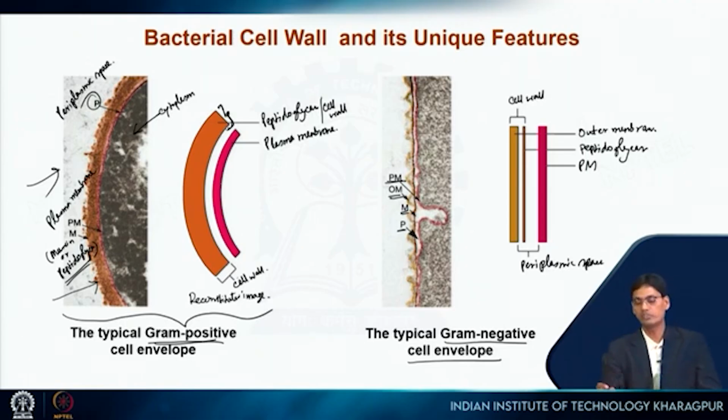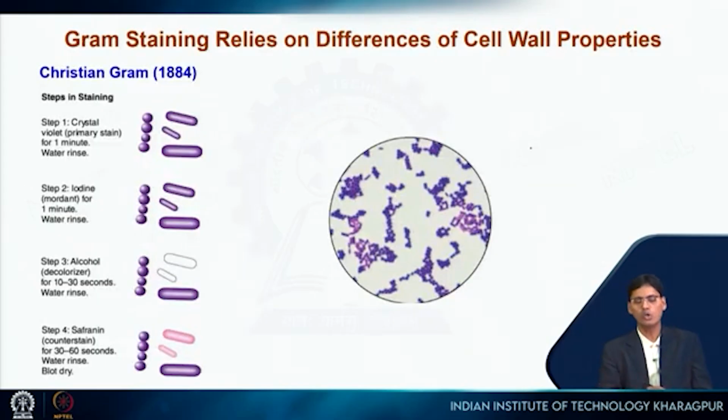On the other hand, the peptidoglycan layer is very thin in the case of gram negative bacteria. So then, what is the technique here? Very briefly, I will go through it. Particularly, this gram staining relies on differences of cell wall properties. So as you can see, these are the steps in staining. There are different types of bacteria.